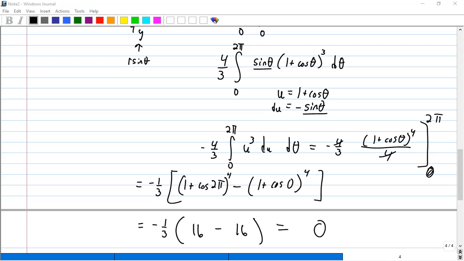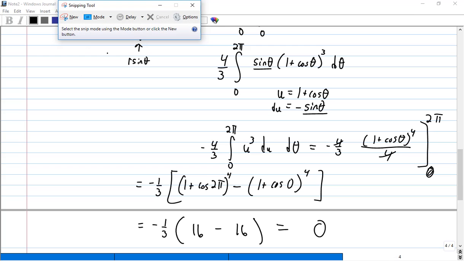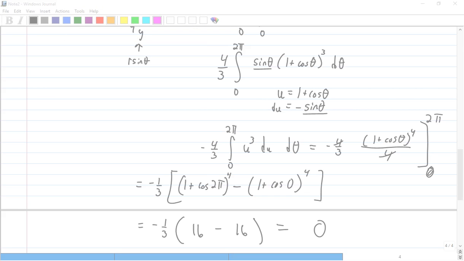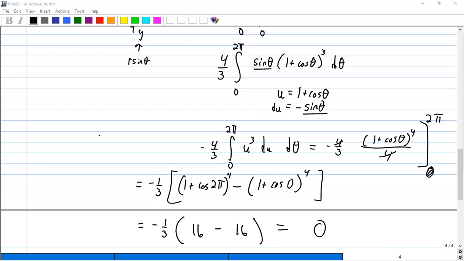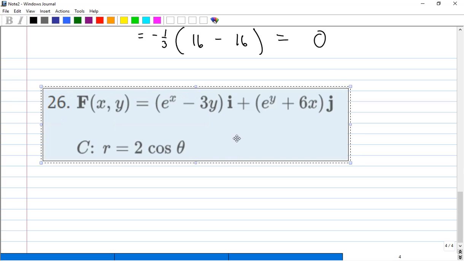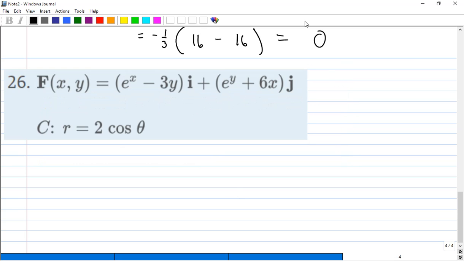Let's do another polar one. Those are the easiest, I guess. Alright, so we have a force. We have a path. Let's assume that a particle is traveling counterclockwise around the closed path. And let's calculate the work.